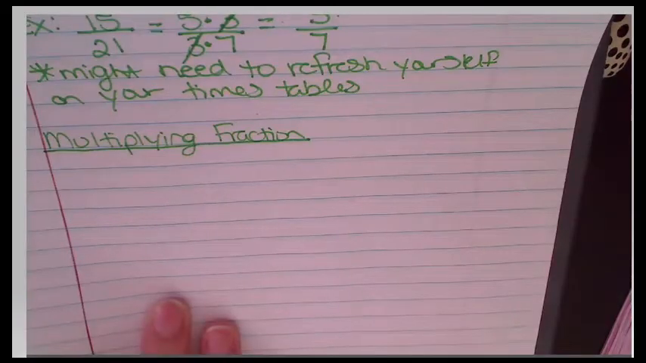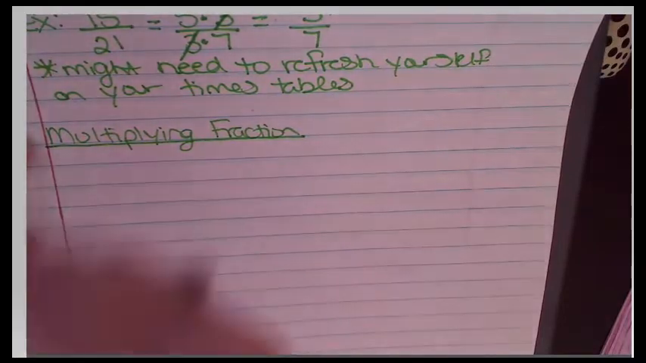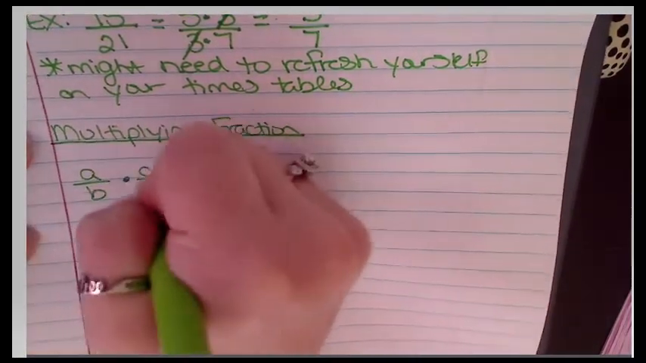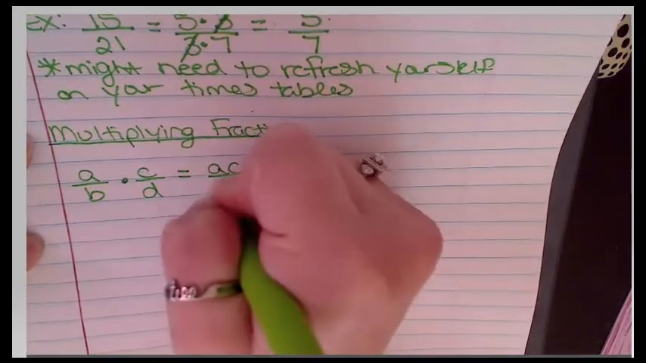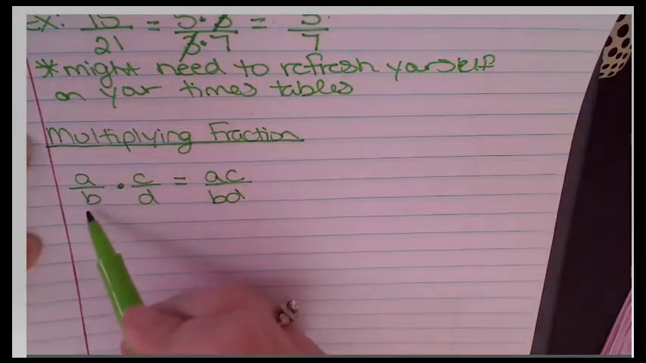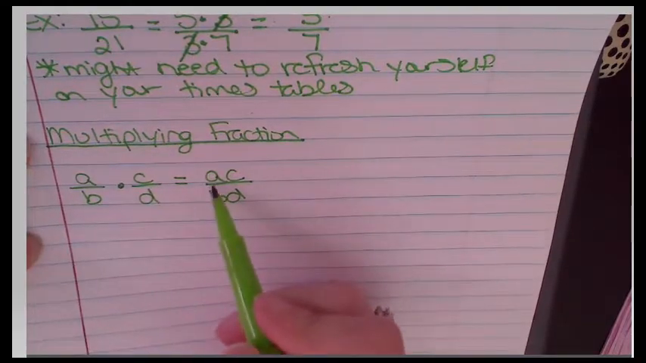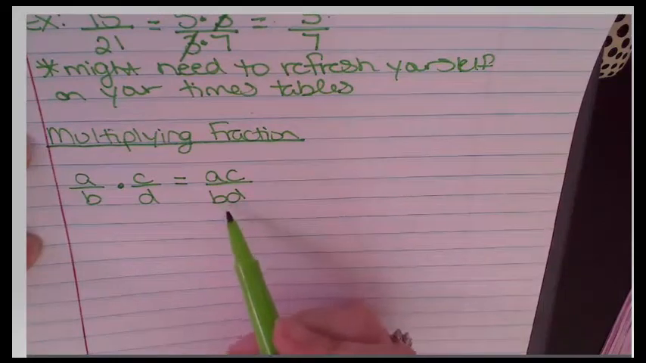Okay, now we're going to talk about multiplying fractions. A lot of times when we talk about numbers, we think addition is going to be the easiest thing to do first, but multiplying fractions is actually easier to do. So we're going to give you the general form first, which is going to be all variables, and then we will show you how it actually works with numbers. So we have a over b, just some fraction, times c over d, another fraction. And all you're doing is you're multiplying the top numbers together, and then you're multiplying the bottom numbers together.